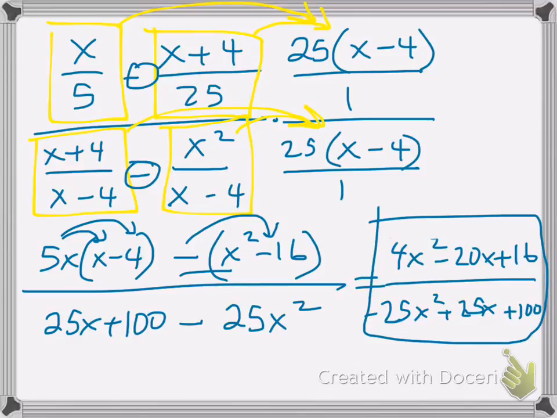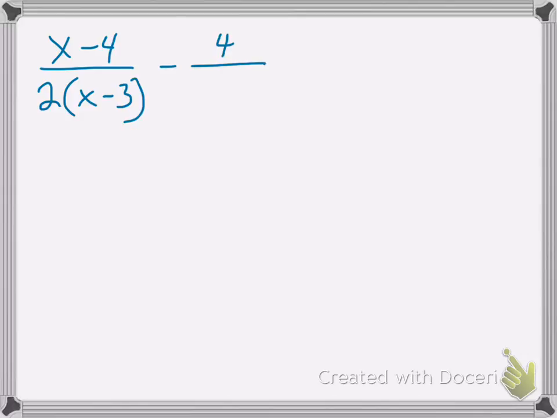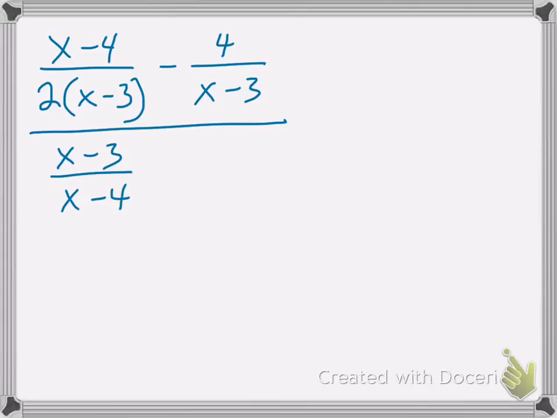All right, let's have a look at number 5 from the homework. x minus 4 over 2x minus 6. I'm going to go ahead and factor 2x minus 6 as 2 times x minus 3. So I have to factor my denominators to see what the common denominator is going to be. So that's 2 over x minus 3. Bottom we have x minus 3 over x minus 4 plus x minus 3 over x minus 4.